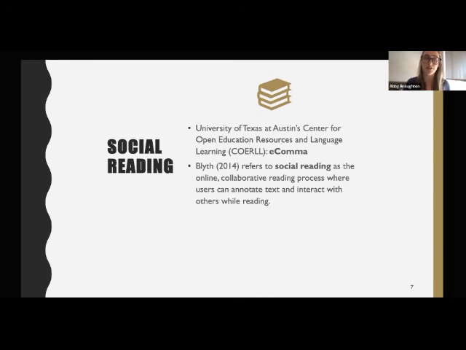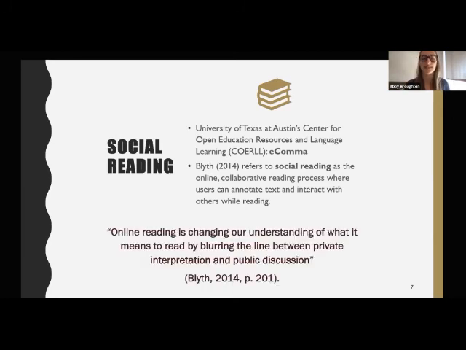But Carl Blyth, who works at UT Austin and has done most of the preliminary and primary research on social reading, says that social reading is the online collaborative reading process where users annotate text and interact with others while reading. He stated that online reading is changing our understanding of what it means to read by blurring the line between private interpretation and public discussion. And that's true. When you think about reading, it's a private solo activity, and when you open up your thoughts to others, it transforms the way that you interpret the text.